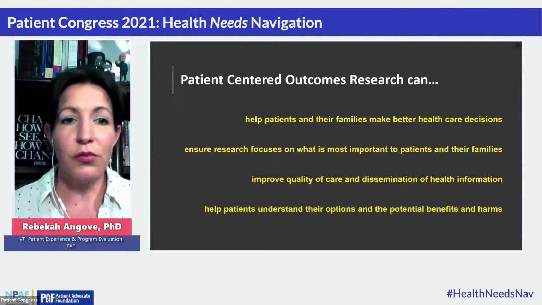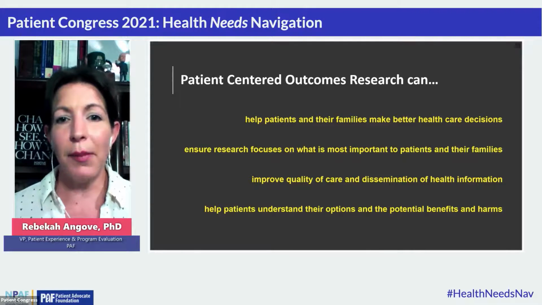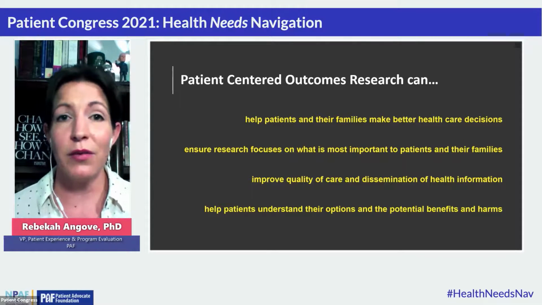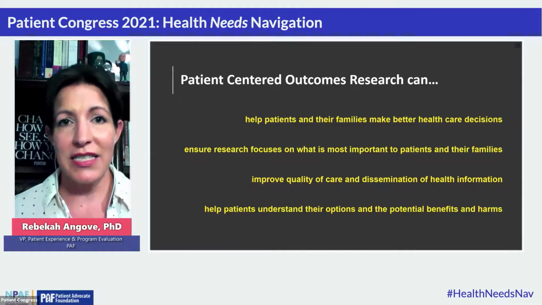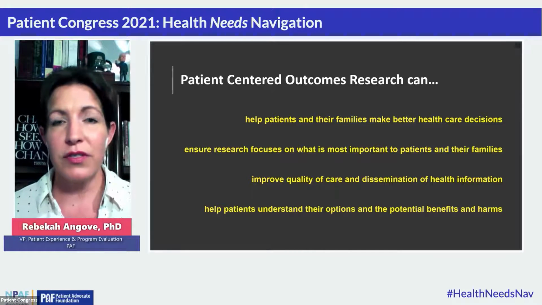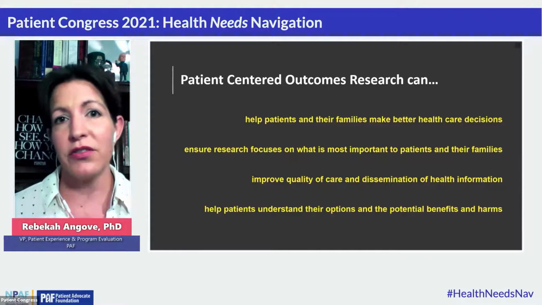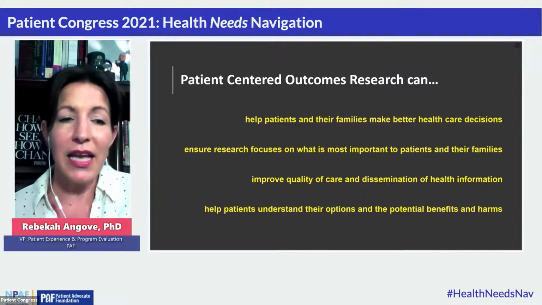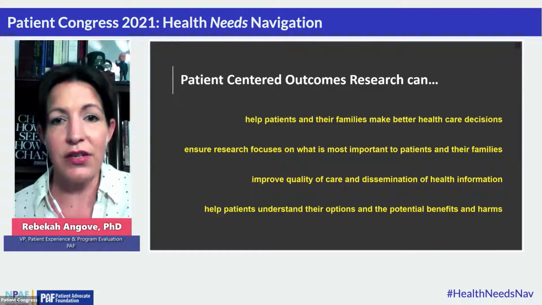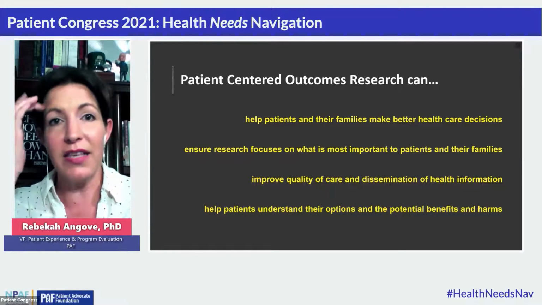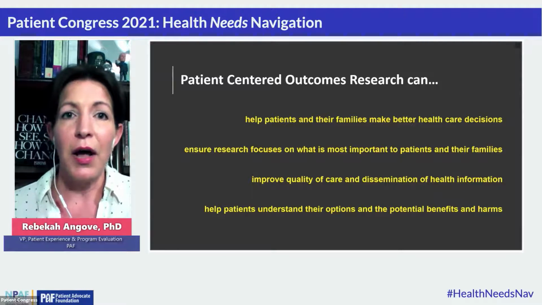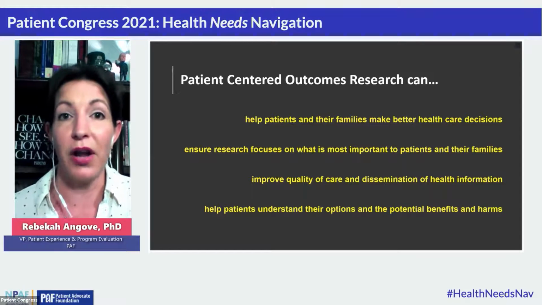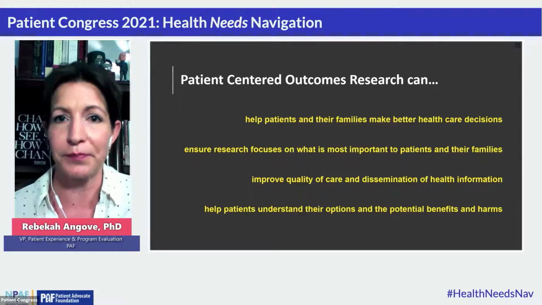Patient-centered outcomes research also wants to improve the quality of care and disseminate this health information, not just shelve it somewhere where it's going to gather dust, but really, once those results come out, how can we turn that into action? How can we make sure that those results are getting to patients, are getting to providers, and are being translated into care improvements? And then also really help patients understand their options and the benefits and harms. So at the end of the day, patient-centered outcomes research really wants to give patients the information and the tools they need to make better healthcare decisions and improve health outcomes.